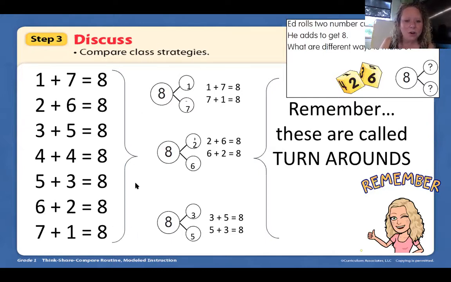Let's look at our number bonds in the middle. Which number bond matches your number bond? Turn and tell someone your thinking. If you need more time, push pause now.